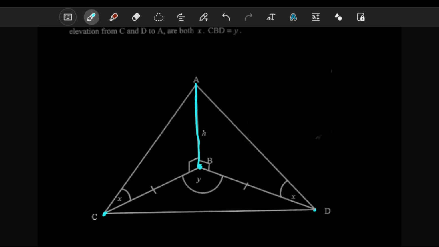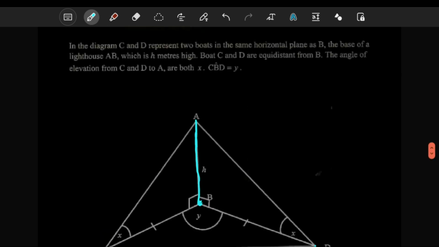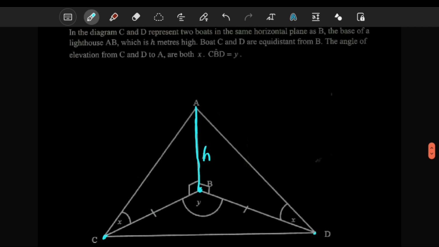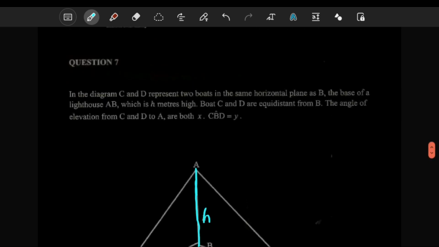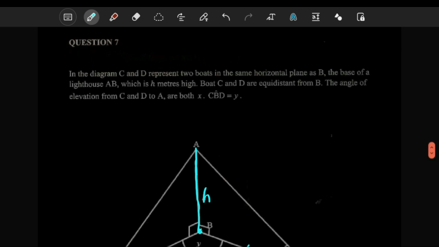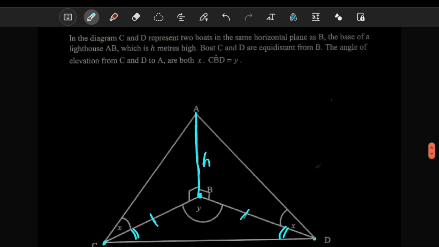And then it says here the height is h, okay, and both C and A are equidistant from B, so this is equal to each other. So obviously this is an isosceles triangle, meaning that this angle here is equal to that angle there. I mean, don't take it for granted. And then they said here the angle of elevation from C and D to A is x.